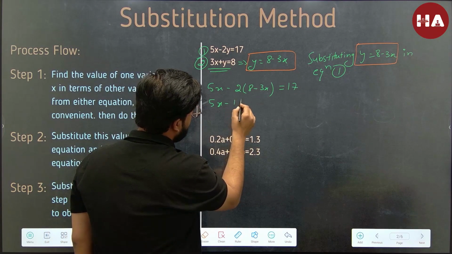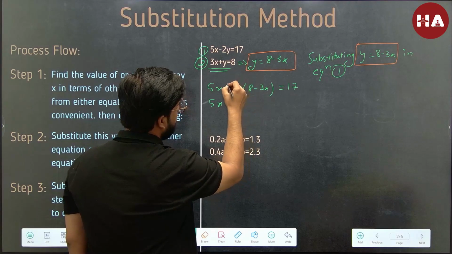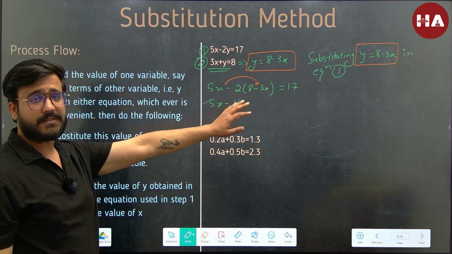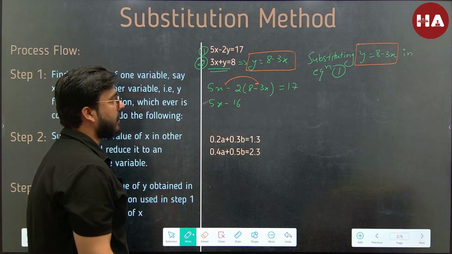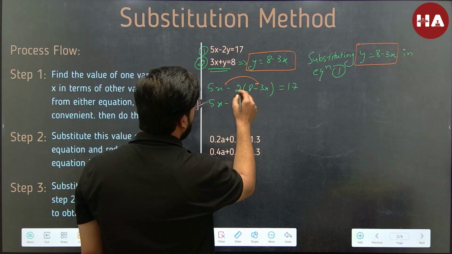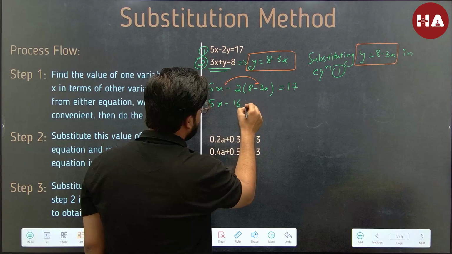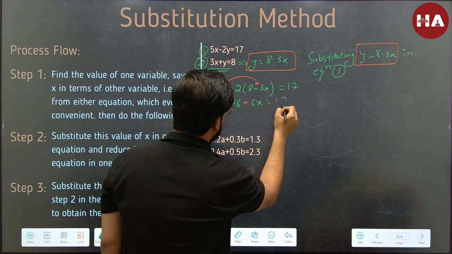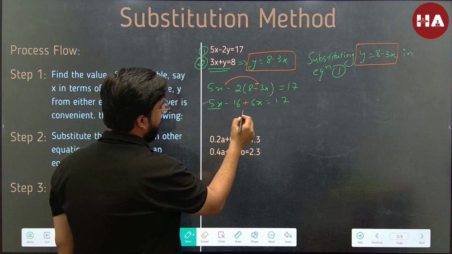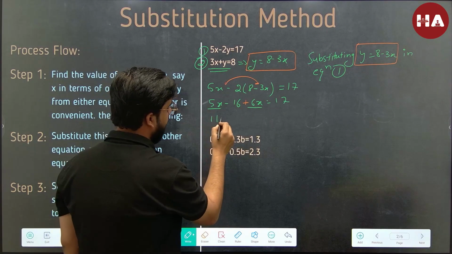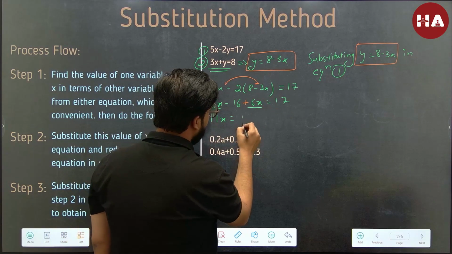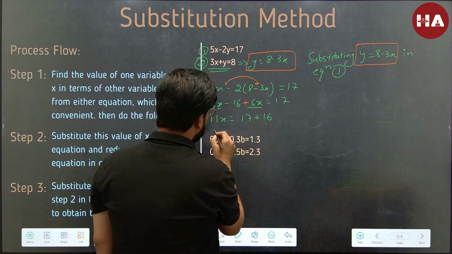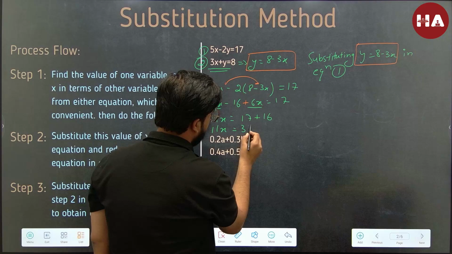This will be 5x minus 16, and please make proper note of the negative sign outside the bracket, as that might change your answer. Minus minus will be plus, so this will be plus 6x, equals 17. Now 5x plus 6x is 11x. Now 17 will go to the right hand side as plus 16. So 11x equals 33.